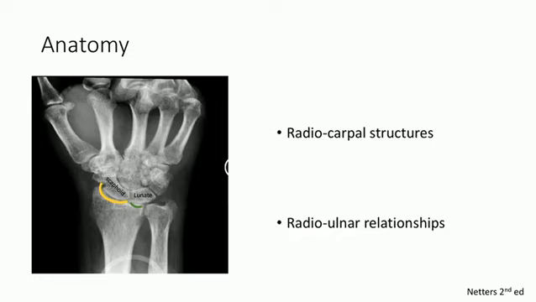This is an AP of a wrist, and you can see I've highlighted the scaphoid and the lunate, as well as their respective fossas on the distal radius. This is important because if we want to restore normal anatomy and function, we have to know what normal is, and there are particular relationships that we're looking for. Well, why is that important?